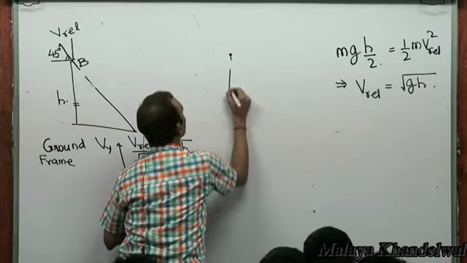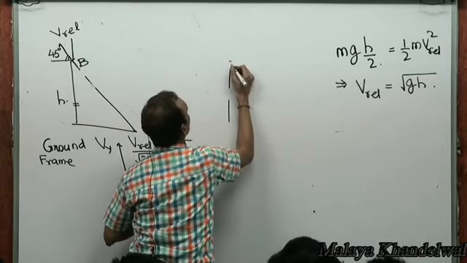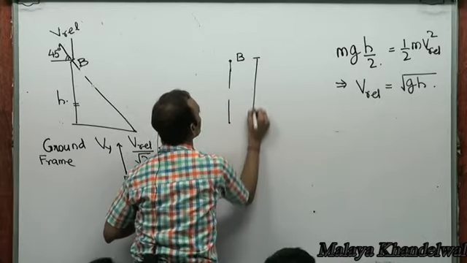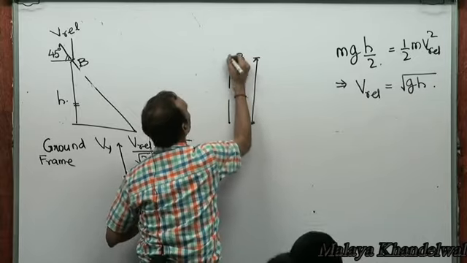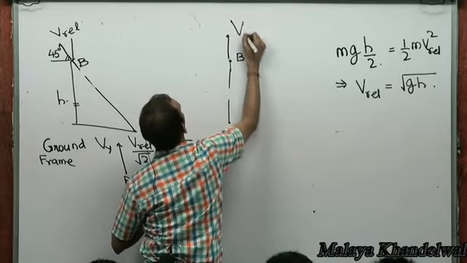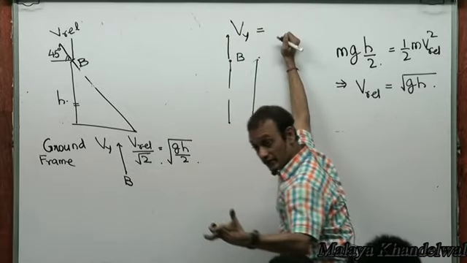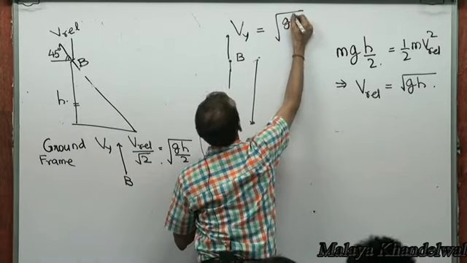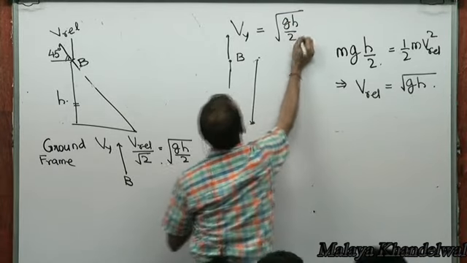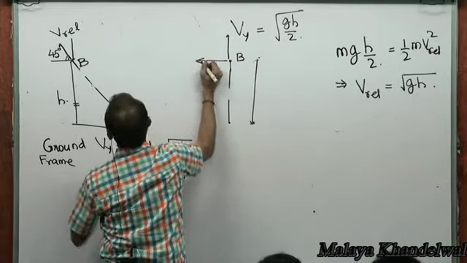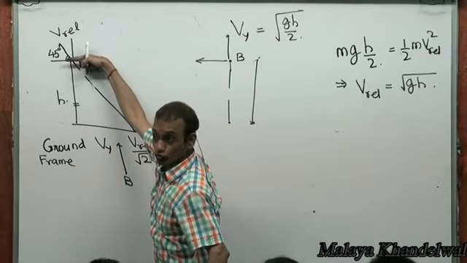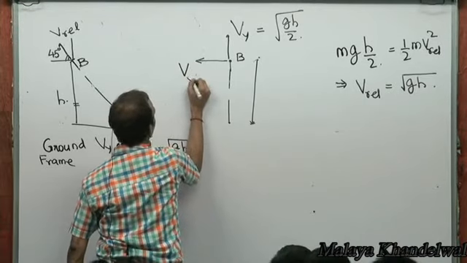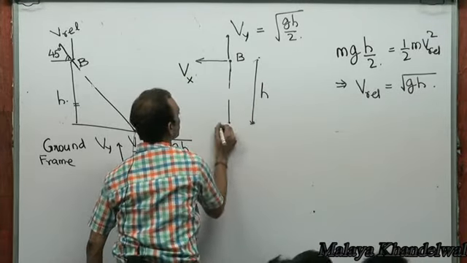B, the point B is at a height h above the ground. At B, the particle has a vertical velocity, absolute vertical velocity this time, Vy, which is root gh by 2, and has a horizontal velocity Vx, which is different from Vrel by root 2, because the trolley has a horizontal motion. But we don't care about this too much at B, right?